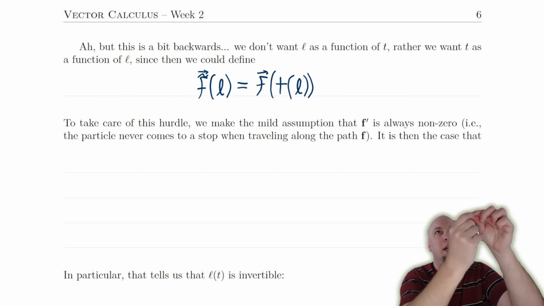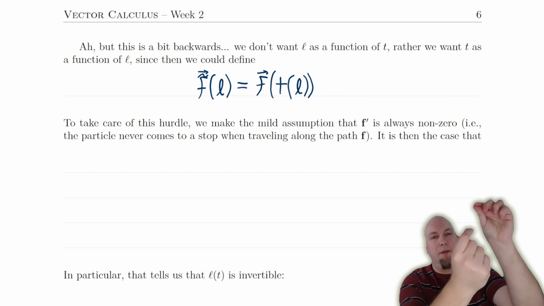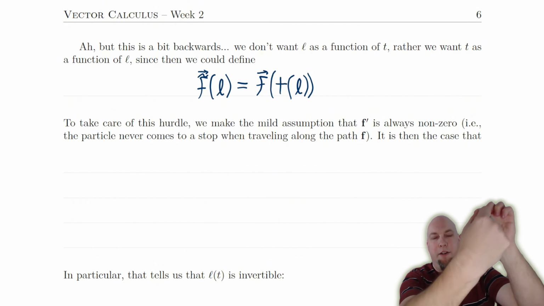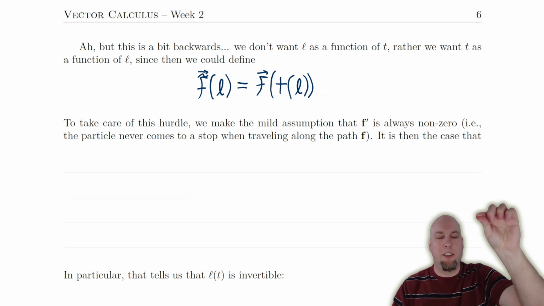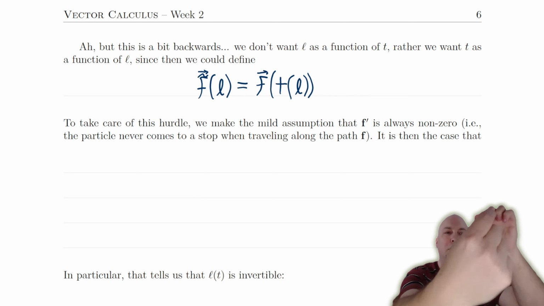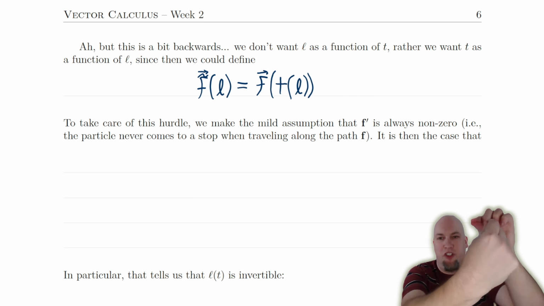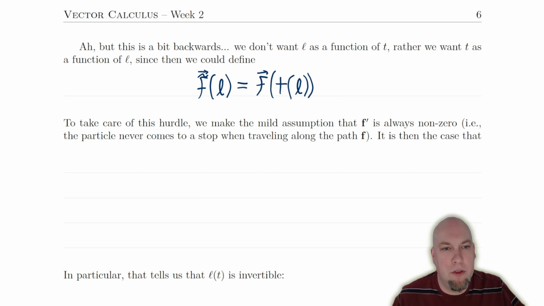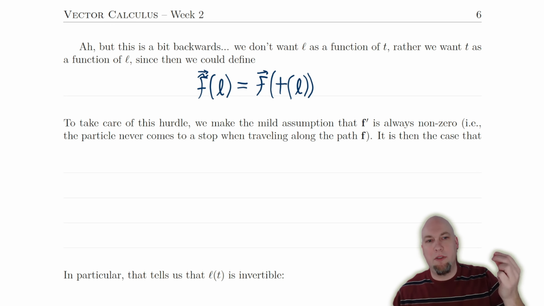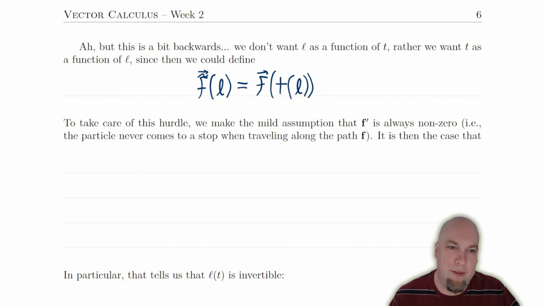Because we're asking the question, if I tell you how far along the curve the particle has traveled, can you tell me what the time is? And if it comes to a stop at a particular position, the answer is no, because there are multiple different times that might give you that same L value. Okay, because the particle's just chilling at that L value doing nothing. So we've got to assume that the particle is always moving. It never comes to a stop, so its velocity is non-zero. That's going to give us invertibility of this L function.